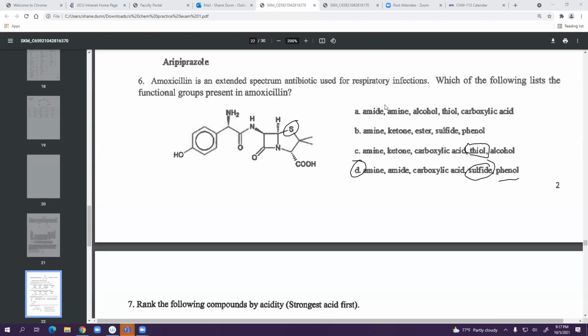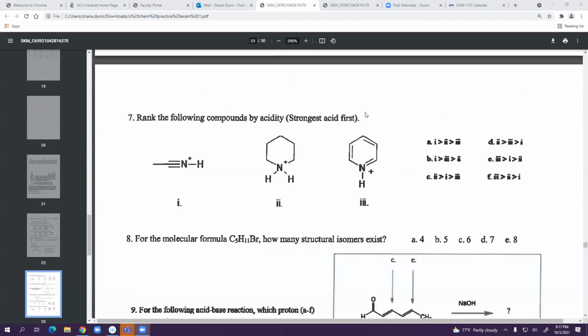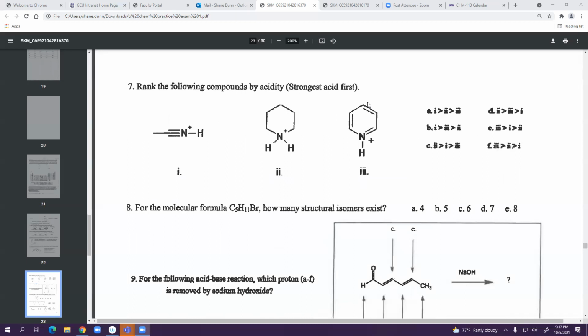Zoomies, you're still here. Okay, I lost some of you, but it's all good. Okay. Strongest acidity. Two, three, one. What do you think? Is that your final choice? No. Strongest acid first. The strongest acid is 1.